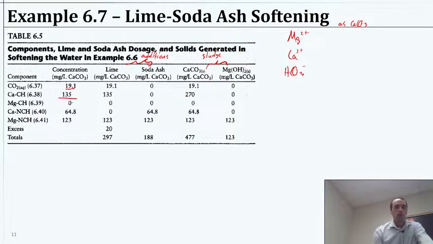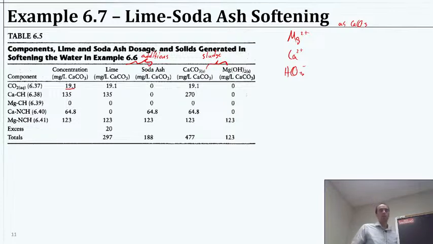So that's our 135. We have some calcium non-carbonate hardness. If we take these two together, that would be that 200 mark that we saw. And then the remaining magnesium non-carbonate hardness. Okay, so that gives us a way to put in all these pieces.